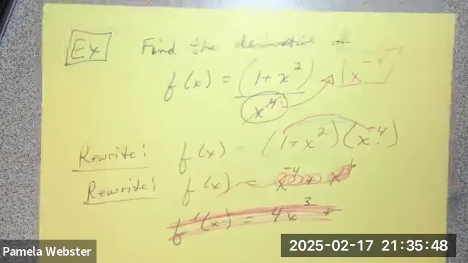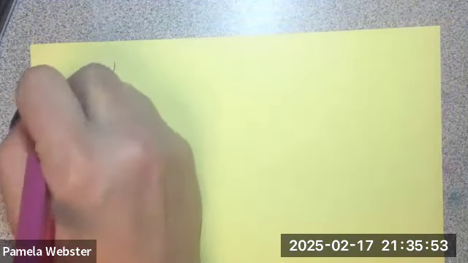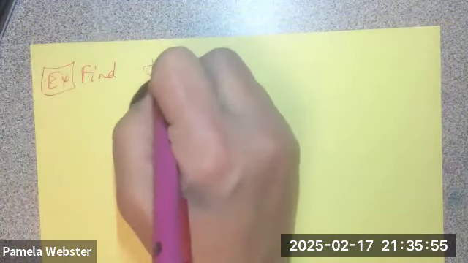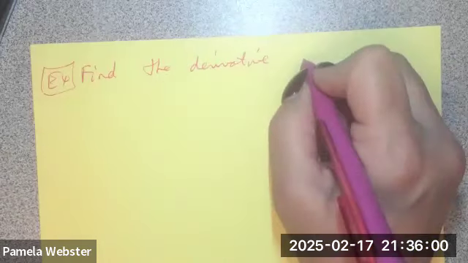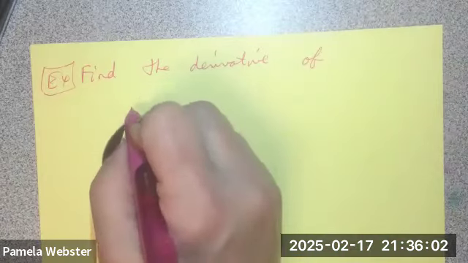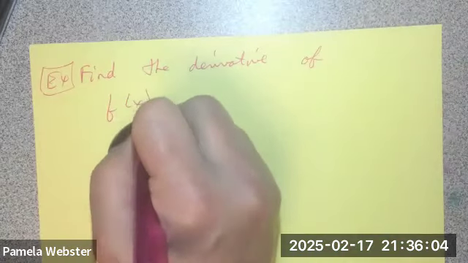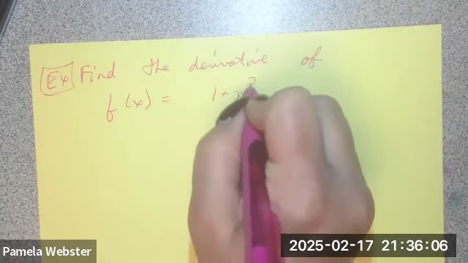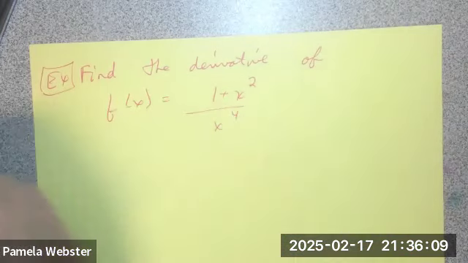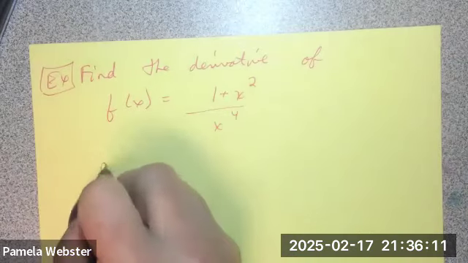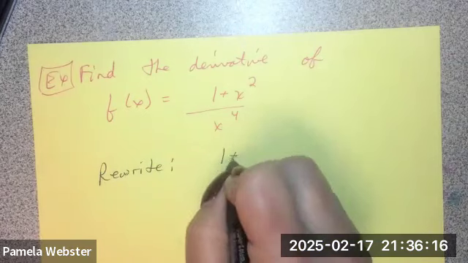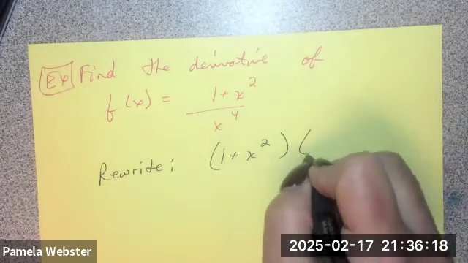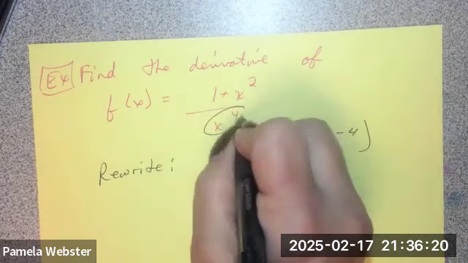Let me start this guy over. It'll be prettier. I'm sorry. I was just getting tired and I was in a rush and I wanted to move on. Find the derivative of f of x equals 1 plus x squared over x to the fourth. My rewrite looks like this: 1 plus x squared times x to the negative fourth.